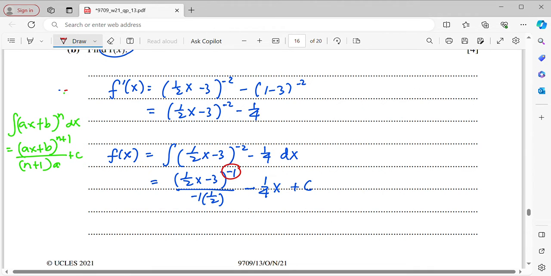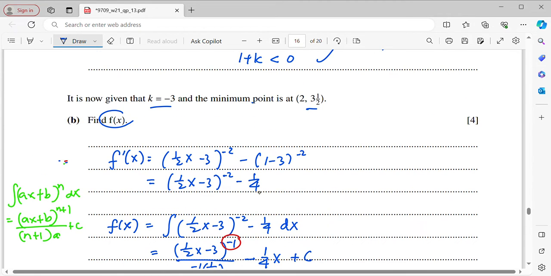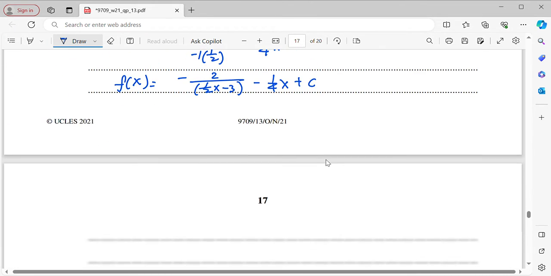So this whole term will move down. That means it becomes f(x) equals negative 2 over (half x minus 3), then minus 1 over 4x plus c. Okay, and then it's mentioned that the minimum point is at 2 and 3 over 2. Right? But we seldom leave our answer as half x minus 3, the fraction in the denominator.